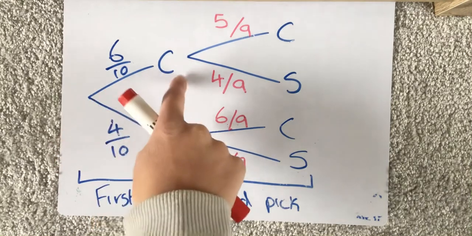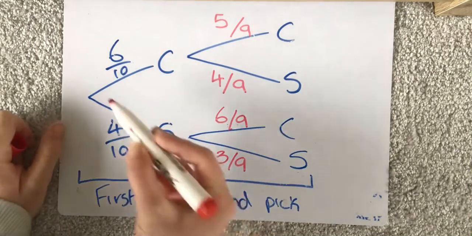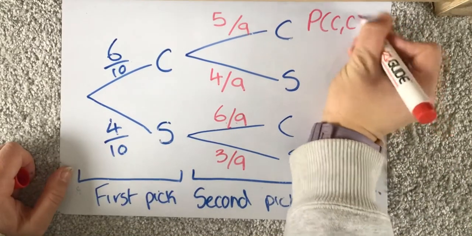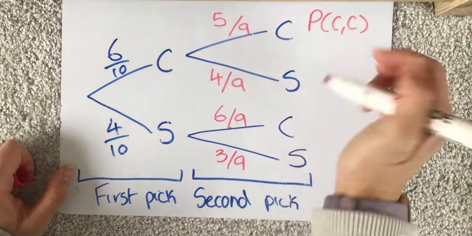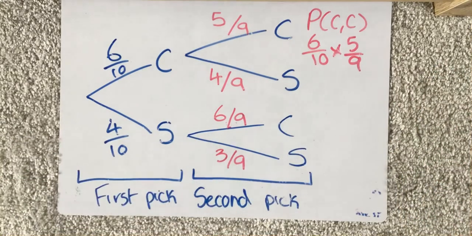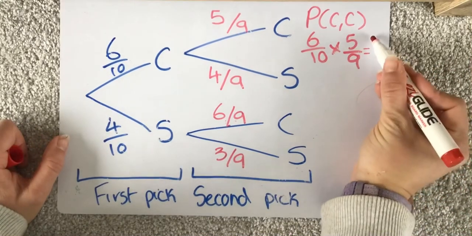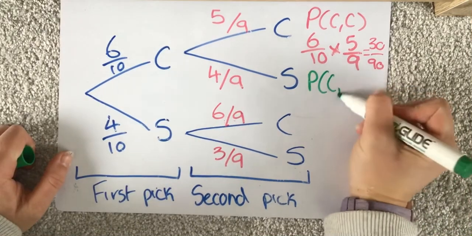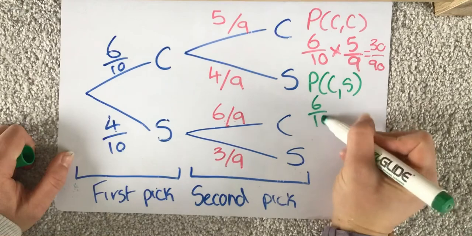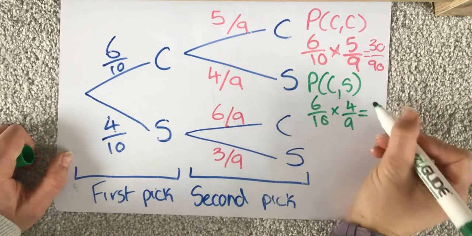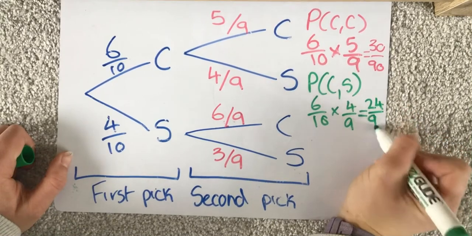Now, what I can do is different calculations with these as well. I can work out my probability of cola and cola. To do that, I'm multiplying along the branches, so I'm doing 6 out of 10 times 5 out of 10, and so I would end up with 30 out of 90. Equally, I could work out my probability of cola and then a Strob. So I'm doing 6 out of 10 this time, and then going across to here, times 4 out of 9. So I'm now going to have 24 out of 90.